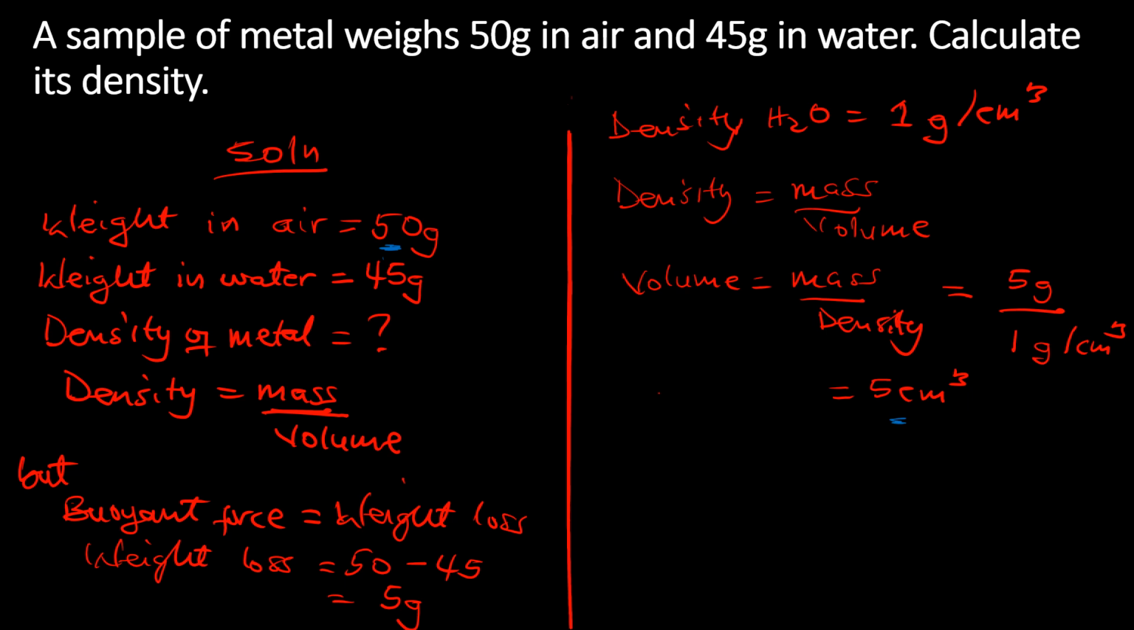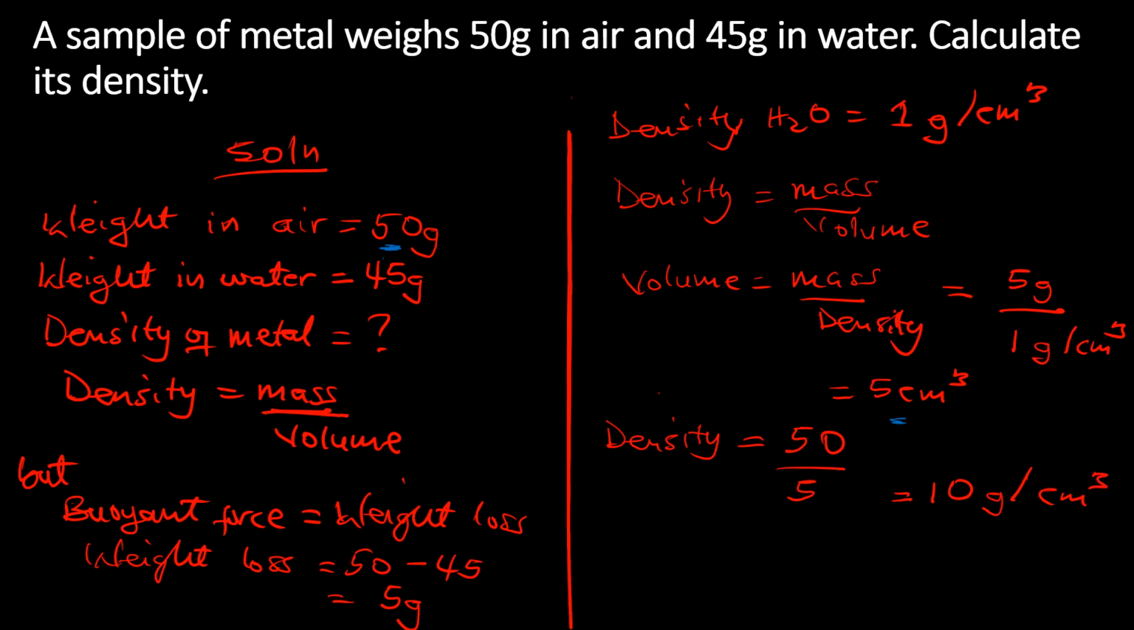So therefore, density is the mass over volume, and it has been already stated. So the mass is 50 over the volume, which is 5. So 50 divided by 5 will give us 10 grams per cm cube.